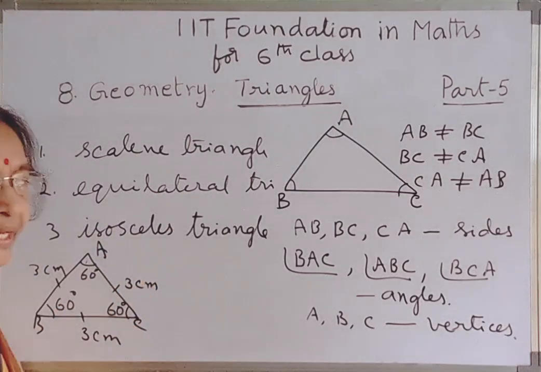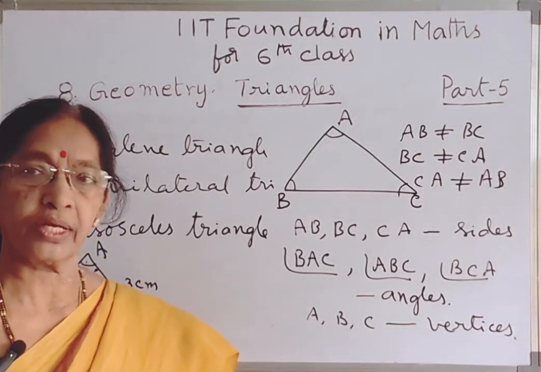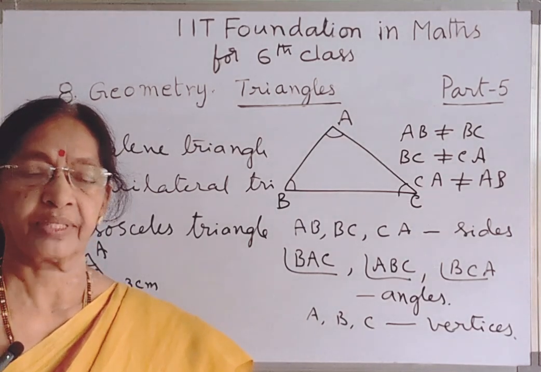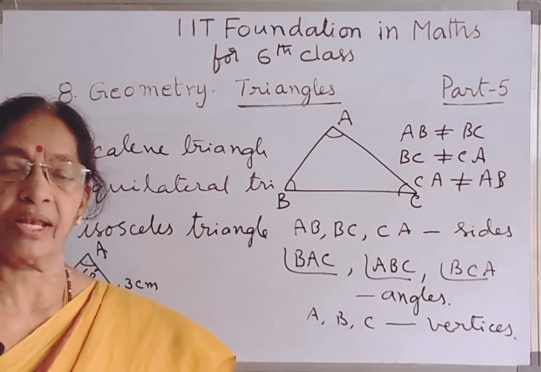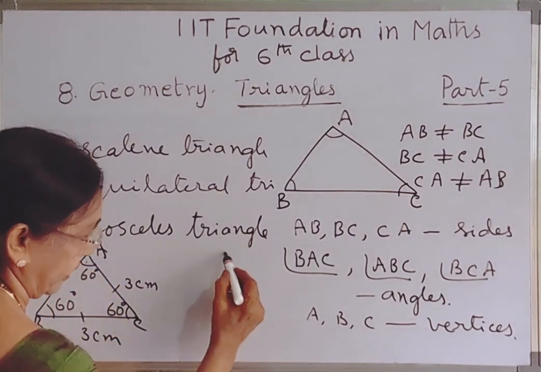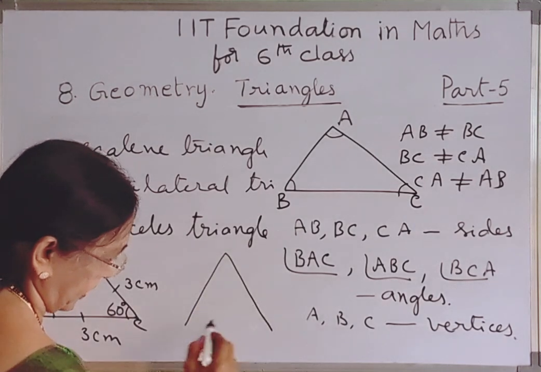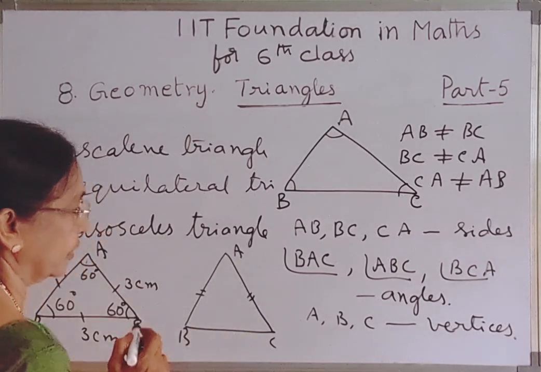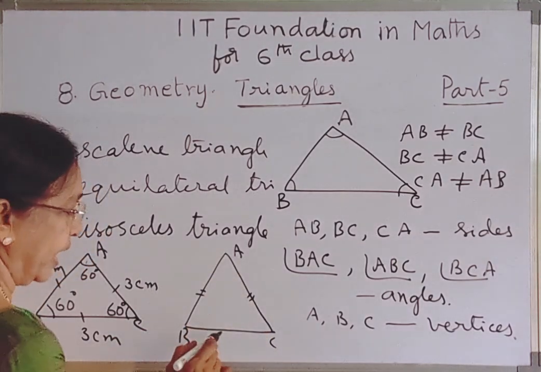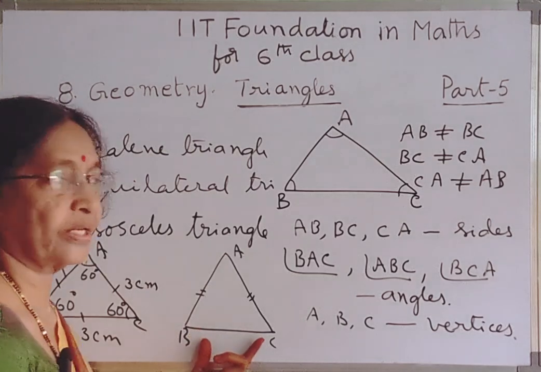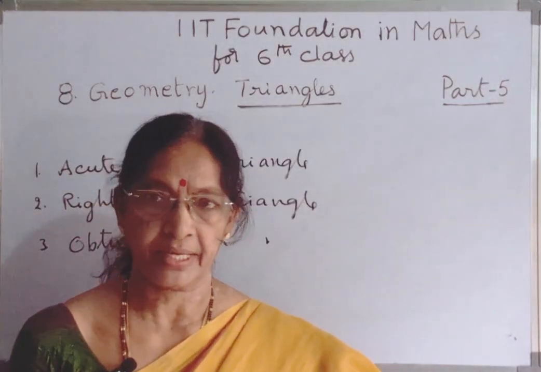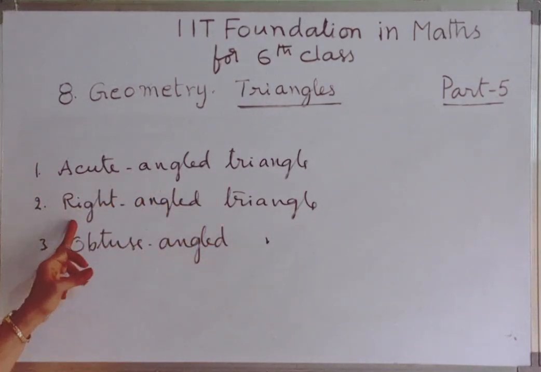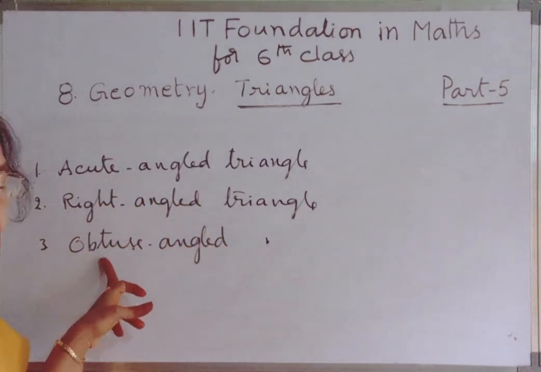Next, isosceles triangle. A triangle in which only two sides are equal and the third side is different is called an isosceles triangle. A triangle in which two sides are equal is called an isosceles triangle. For example, A, B, C. These two sides are equal, that is, AB is equal to AC and BC is different. Then this is an isosceles triangle. Next, based on the angles of a triangle, triangles are classified as acute angled triangle, right angled triangle and obtuse angled triangle.